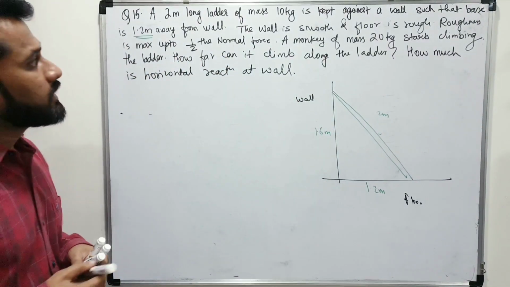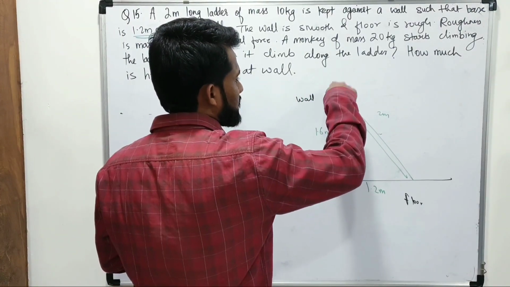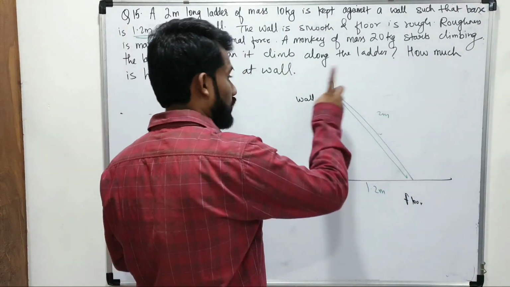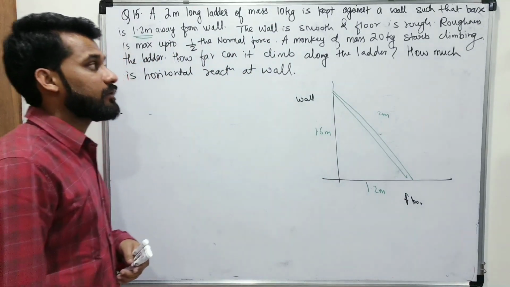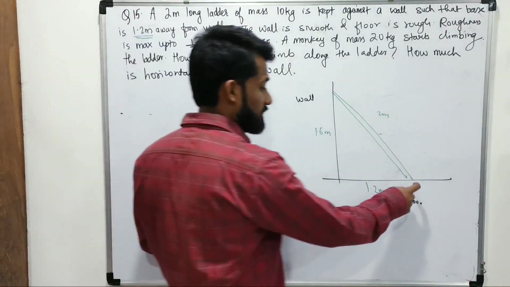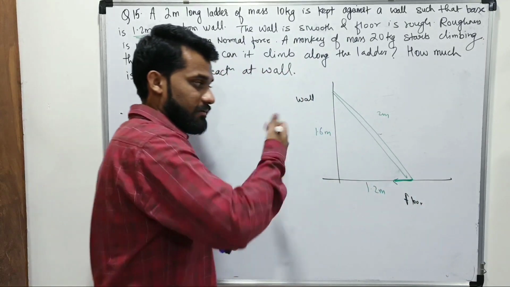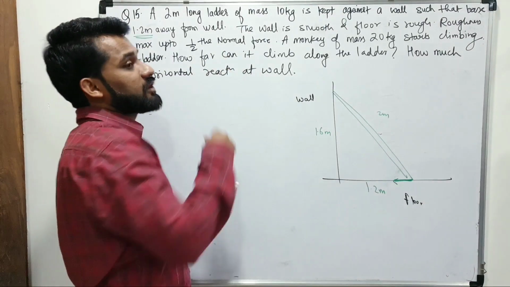Right? So it is given that the wall is smooth. There is no friction over here. The wall is smooth, but the floor is rough. If the wall and the floor were both smooth, the ladder would automatically slip and fall down. But since the floor is rough, it will provide certain friction in the opposite direction. It will avoid the sliding. The roughness is maximum half of the normal reaction.